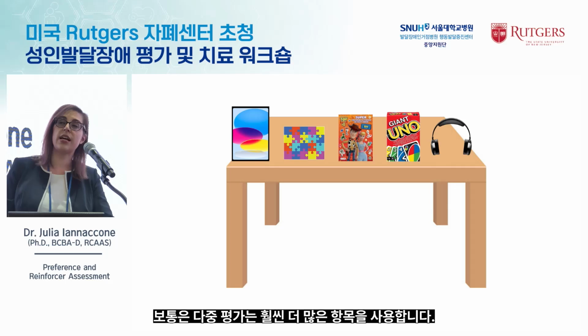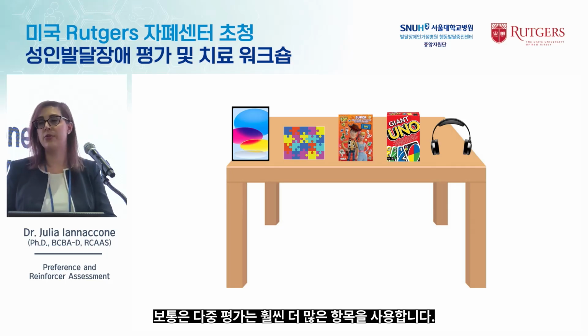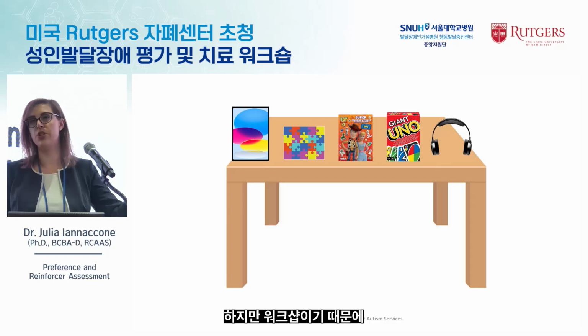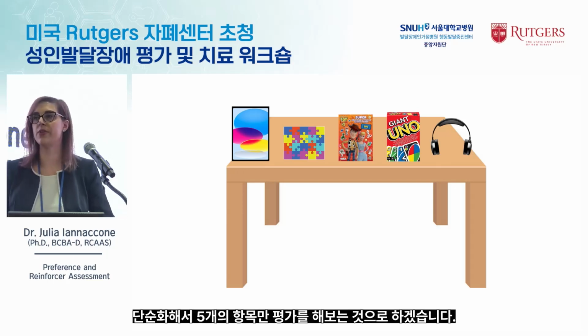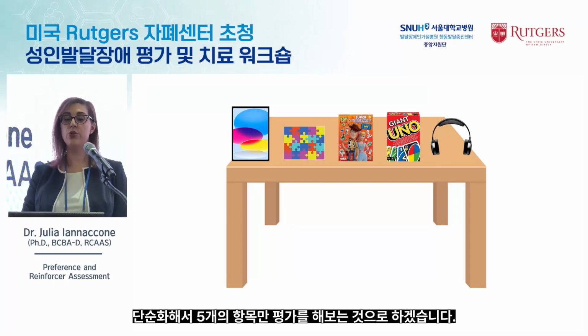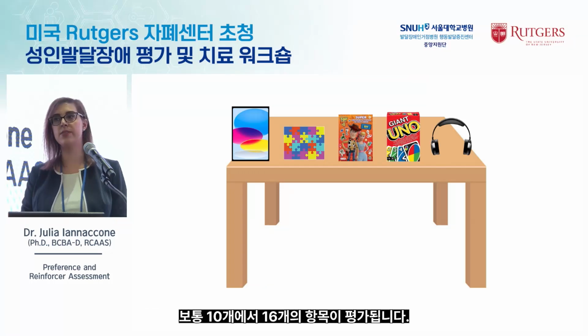So usually there's a lot more items included than the MSWO, but to keep things simple for today's workshop, we're just going to say that there's only 5 items that we're evaluating preference for. Usually it's 10 to 16 items, which makes these very long to do.